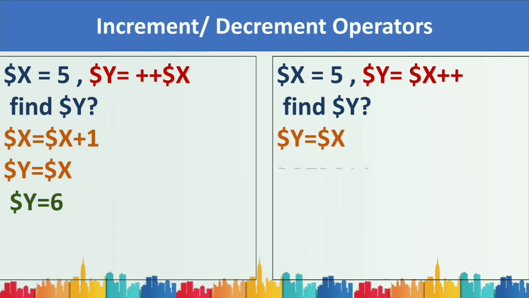Then what we have to do, we have to increase the value of x by 1. So x plus 1. So what is x? It is 5. Okay. So 5 plus 1, it will be 6. 6 will be stored in the variable x. So what we were asked to do, we have to find y. So what will be the result of y? Yes, it is 5. So this is the difference between pre-increment and post-increment. In post-increment, first we assign the value and then we increase. In pre-increment, first you have to do the increment, then you have to assign.